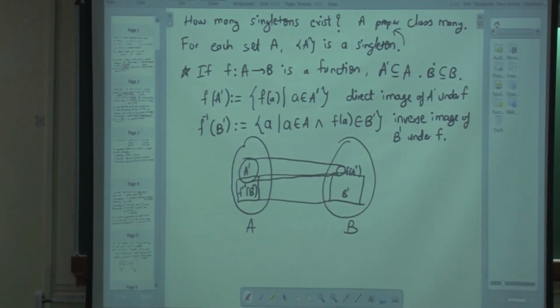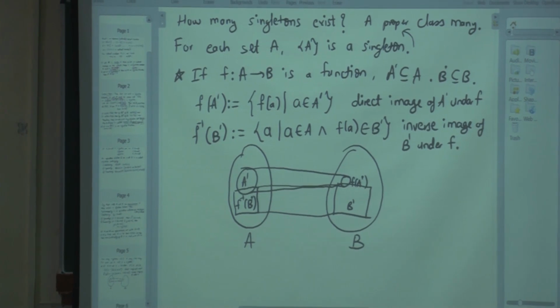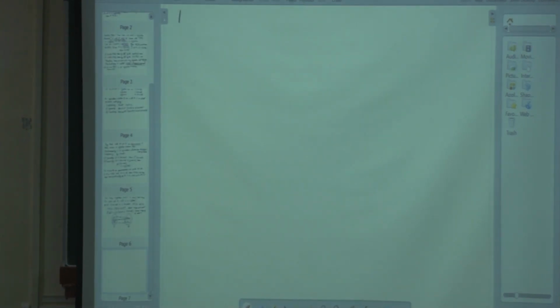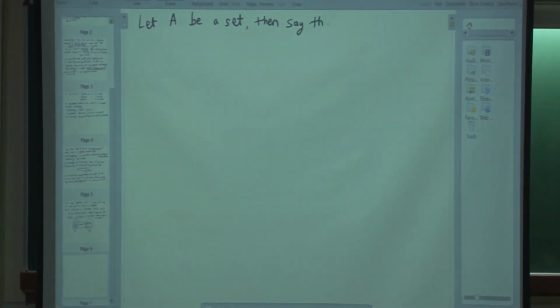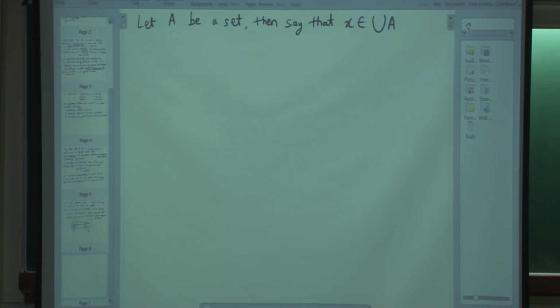There is one more thing which I should do, and that is the concept of this. So let A be a set, then we say that X belongs to union of A. This is a big union. Union of A if there exists a Y in A such that X belongs to Y.